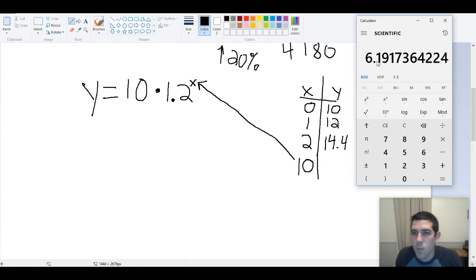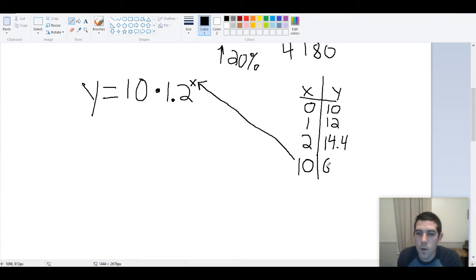We have 6.1, but then don't forget to multiply by the first term. I almost forgot that. Times 10 will give me 61.9. And so we get 61.9 after 10 years. We see that this original $10 has gone up substantially, up to $61.